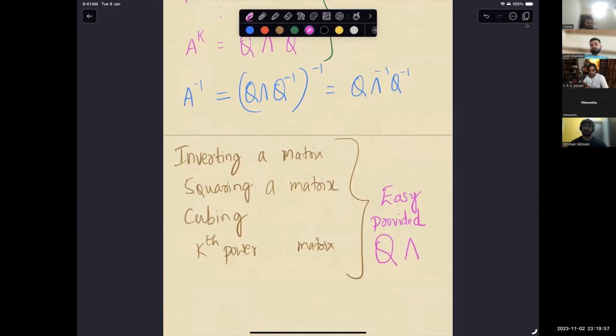Should I give you all a break right now to understand what has happened here? Someone can share the notability link. Yes.